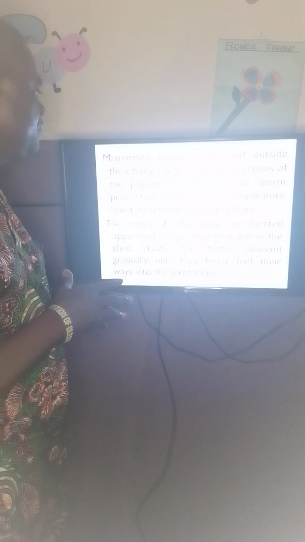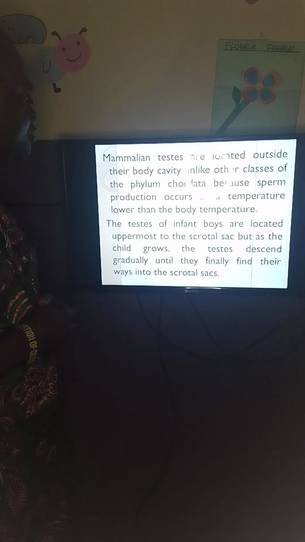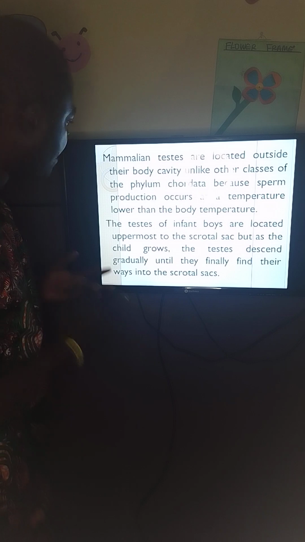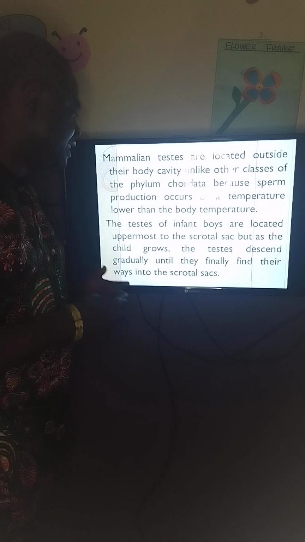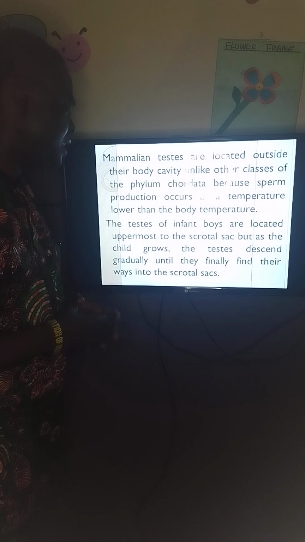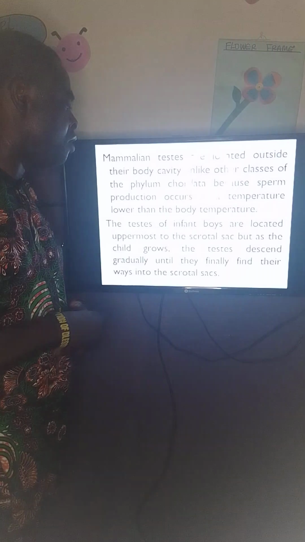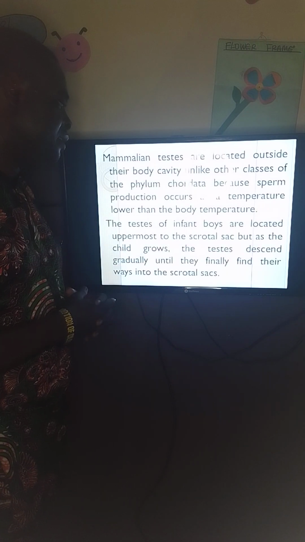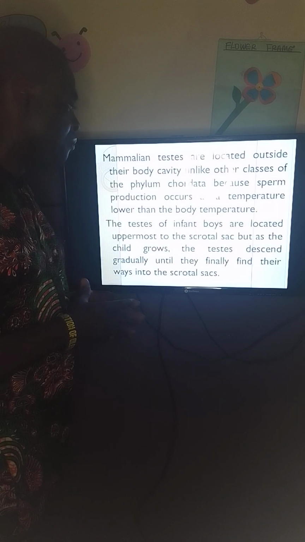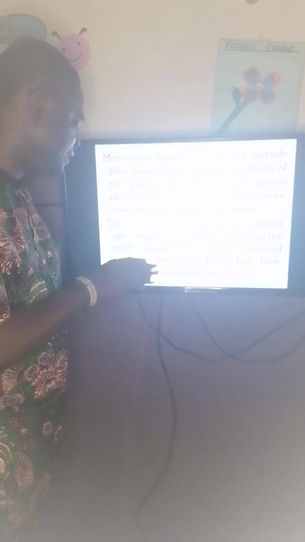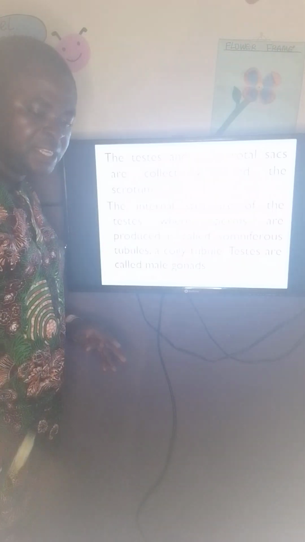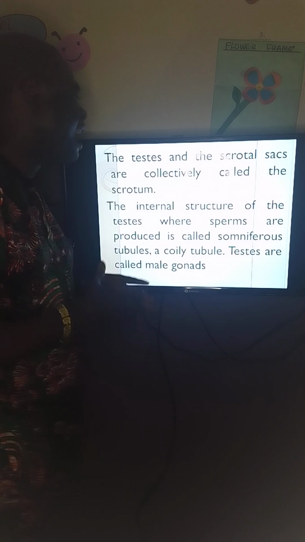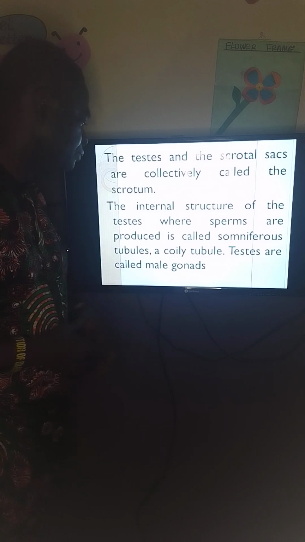Why? Unlike other classes of phylum Chordata, because sperm production occurs at a temperature lower than the body temperature. So the testes of infants or boys are located at the upper region of the lower abdomen, not inside the scrotal sac. But as they grow, the testes descend gradually until they occupy the scrotal sac. Then I said that the testes and the scrotal sac are collectively called scrotum.